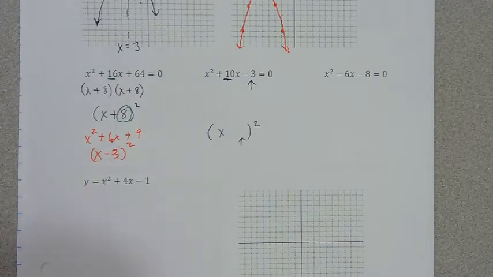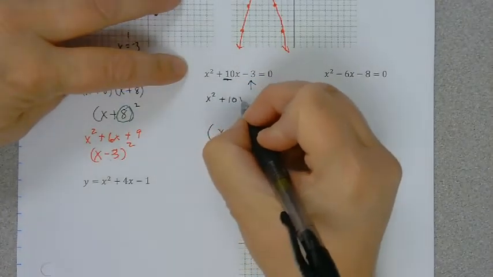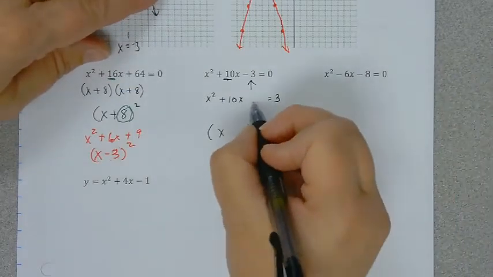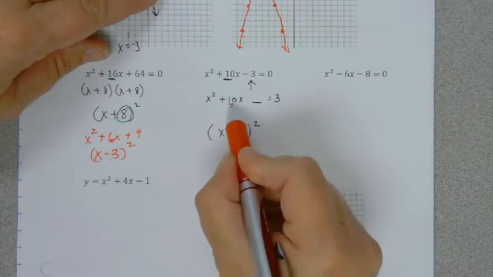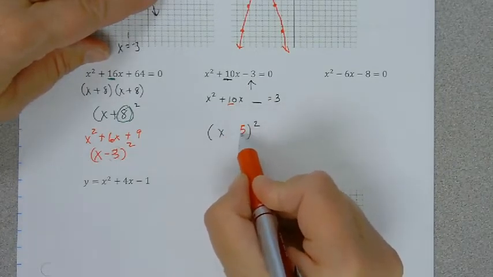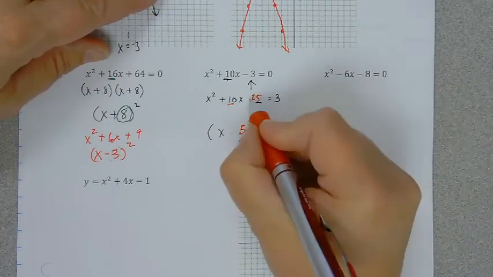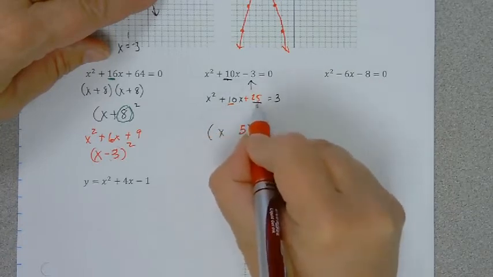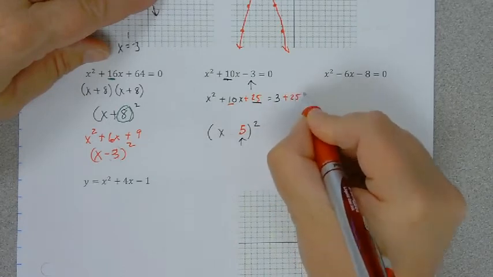So I'm going to move the 3 to the other side so that I have x squared plus 10x equals positive 3. So now the number that goes right here has to be half of this number, but squared. So half of that number is 5, and 5 squared is 25. So what I've just done is added 25 to the left side of this equation. Since I added 25 to the left side of this equation, I have to add 25 to the right side.